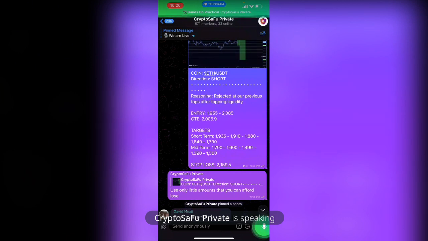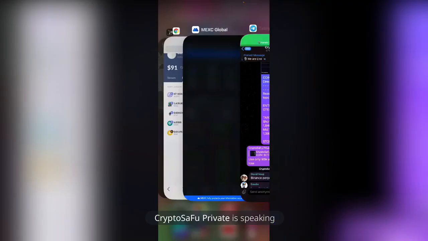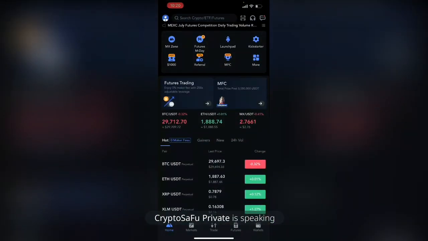So the direction for this short trade means that if you want to enter this trade, you have to make sure that you enter within 1,955 to 2,085. So let me go back to my MEXC exchange. If you check this now, it's more or less like you can't really enter again. And if you're a very expert trader, you can still enter, but that means you have to cut your loss.